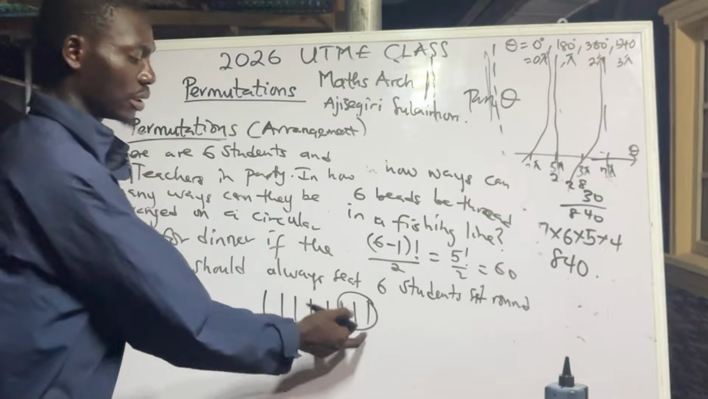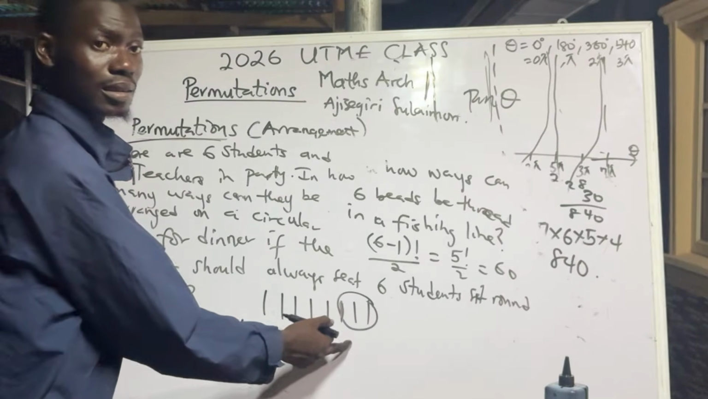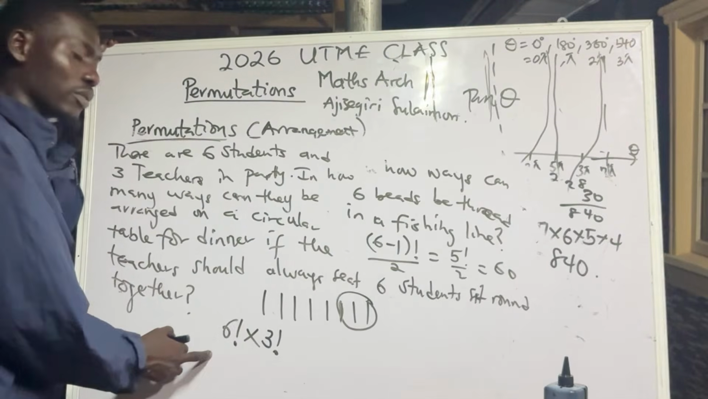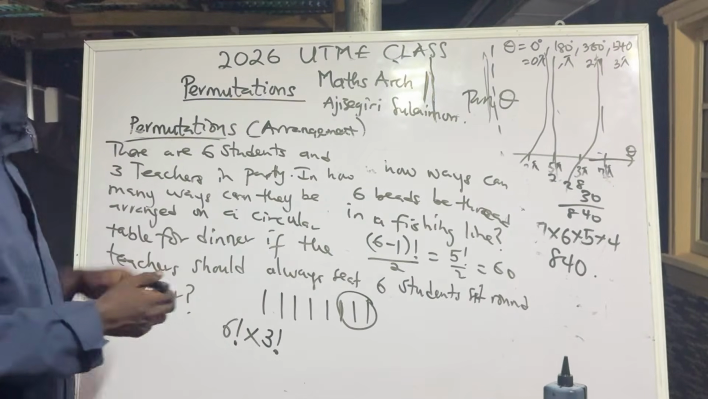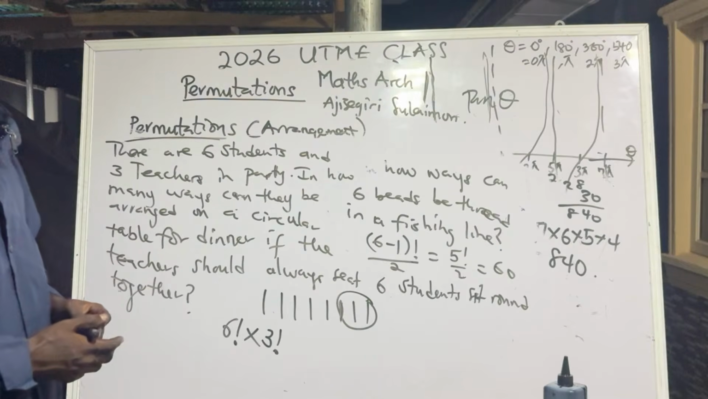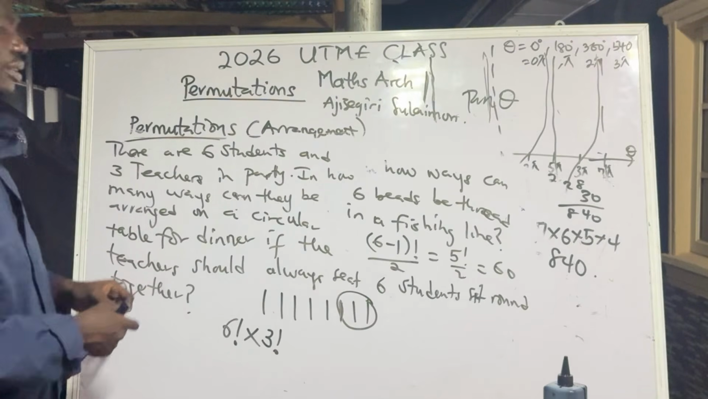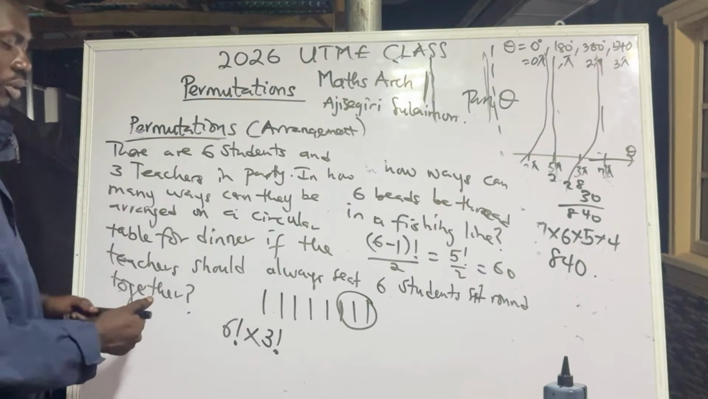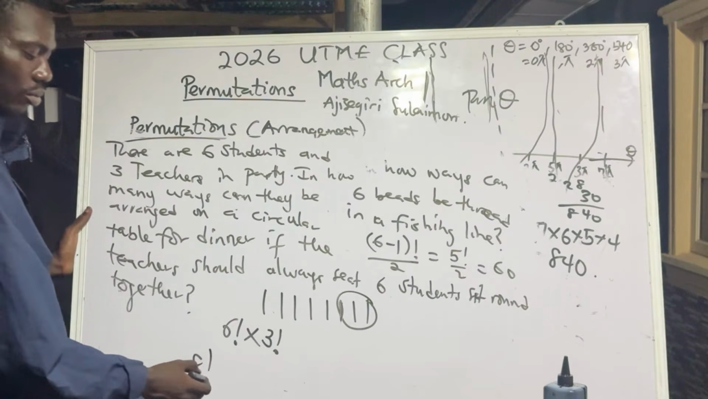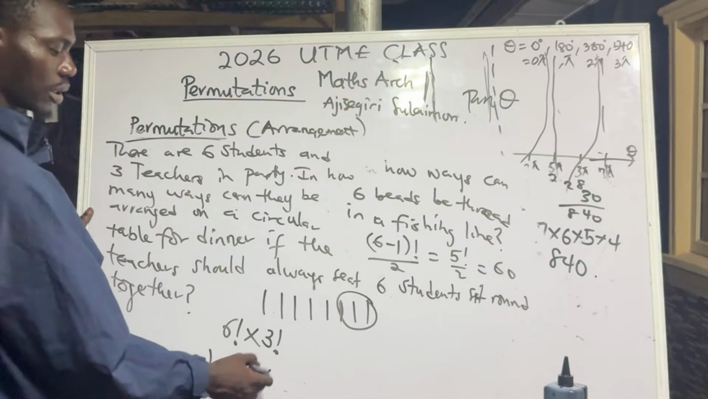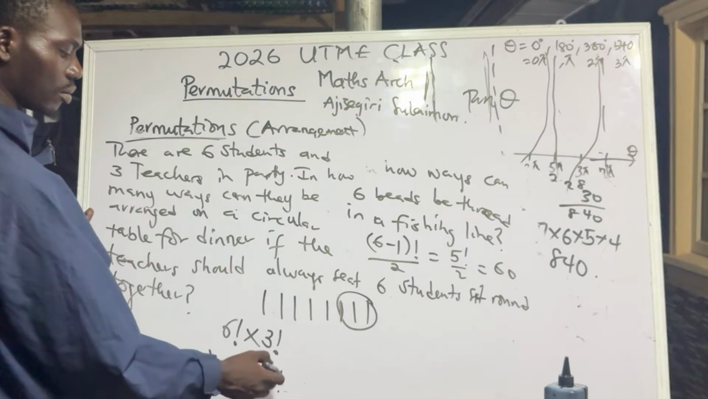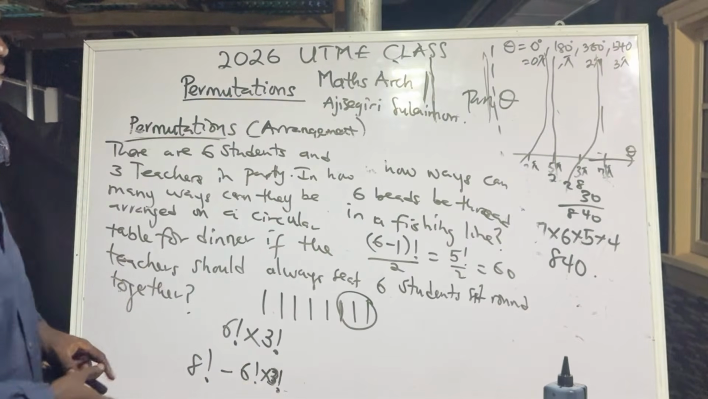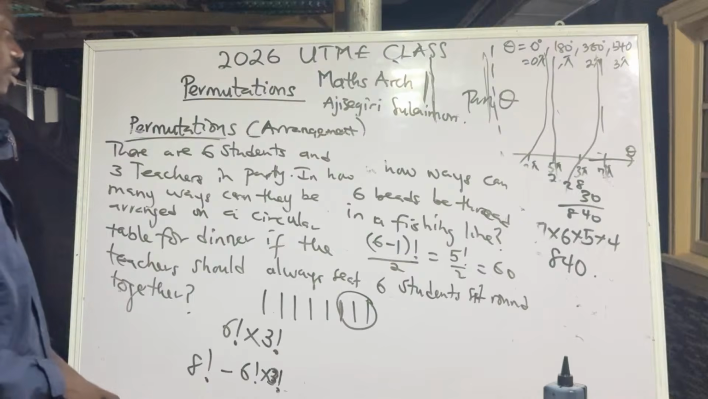So move on to the teachers. In how many ways can you arrange these teachers? That will be 3 factorial. So our answer was 6 factorial times 3 factorial. But if the question is that the teachers must never be together, that will just be 8 factorial minus 6 factorial times 3 factorial. So that's about that.